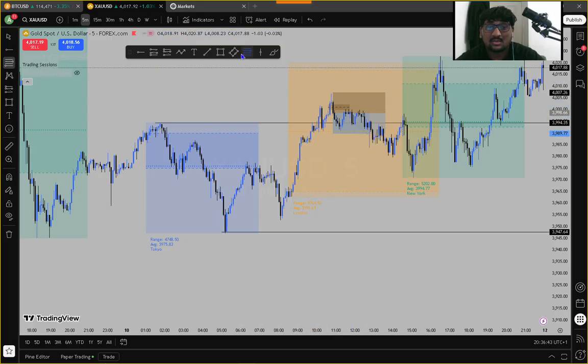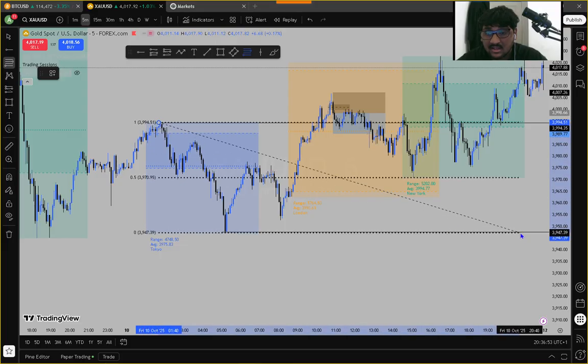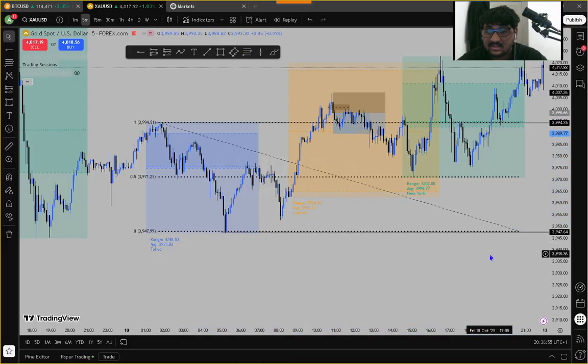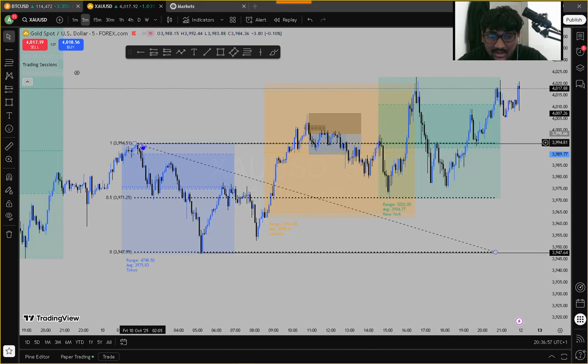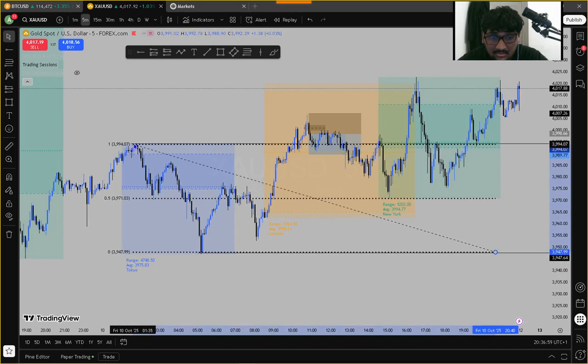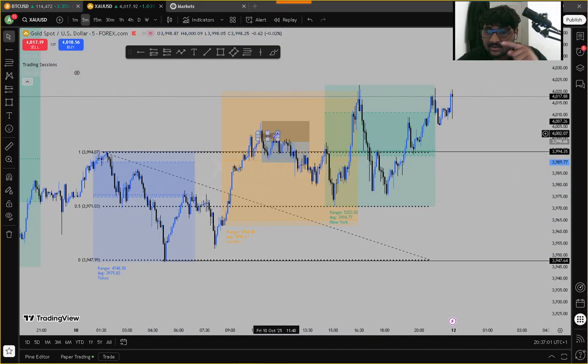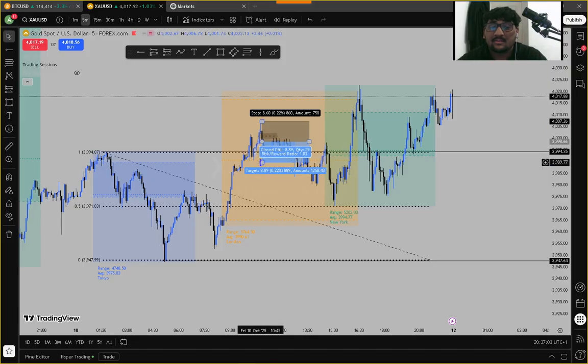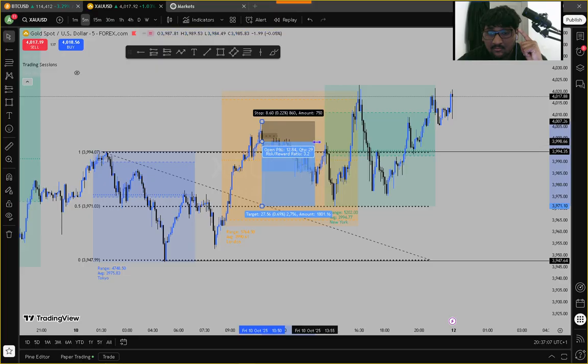We're gonna use the 5-minute time frame, or the 15-minute time frame, doesn't matter. We use the Fibonacci tool. We mark the high of the Asian session, and then we mark the low of the Asian session, and let me just put it right here. After we mark it, then we can proceed to take profit. We take profit right here.